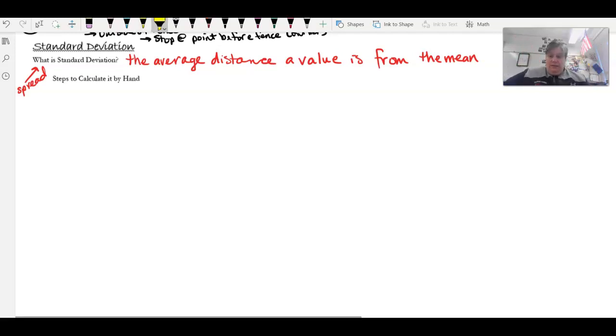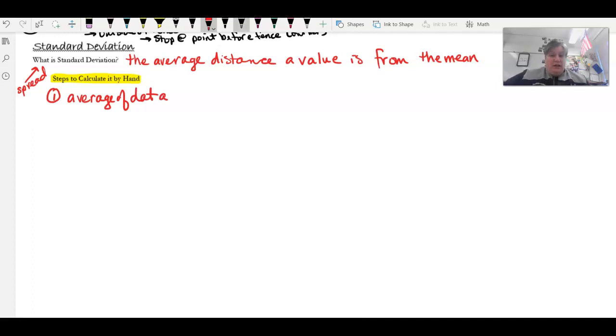Okay, so we have some steps to calculating by hand. We'll only calculate one or two by hand, but doing it by hand gives some people a better understanding of where standard deviation comes from. So the first thing you need to do is find the average of the data.